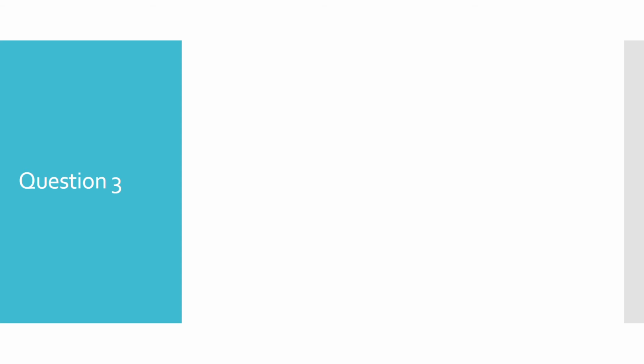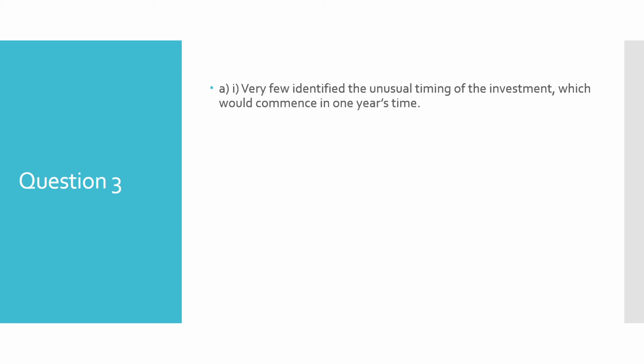So what was the common mistake? The common mistake was the timing of the project. Very few identified the unusual timing of the investment, which would commence in 1 year's time. This is not like a normal project starting at year 0. Remember that. That was the mistake. This is starting at year 1, from 1 onwards. So your initial investment will be in year 1.